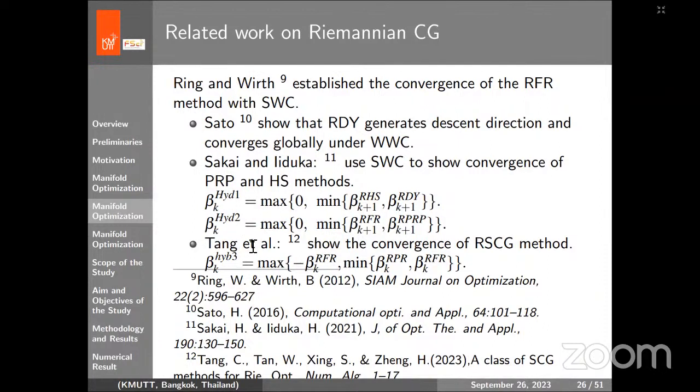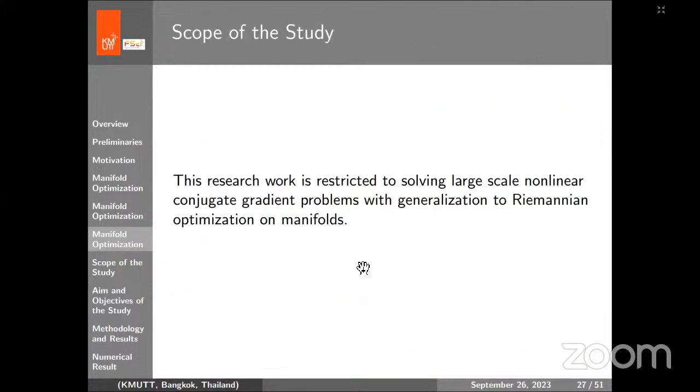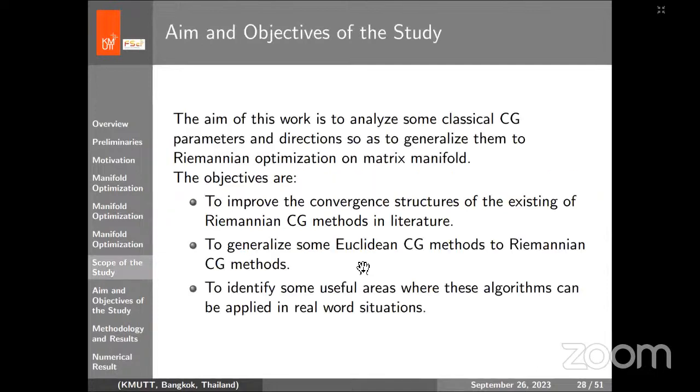Later on, in 2023, Tank also followed the same suit in order to show the convergence of PRP and FR methods without line search consideration. Now, the scope of this work is that we are restricted to solving some non-linear conjugate gradient problems with their generalization to Riemannian optimization. The aim of this work is to improve some convergent structures. That is, the aim is to analyze some classical CG parameters with the aim of improving their convergent structures as well as their generalization to Riemannian CG setups.